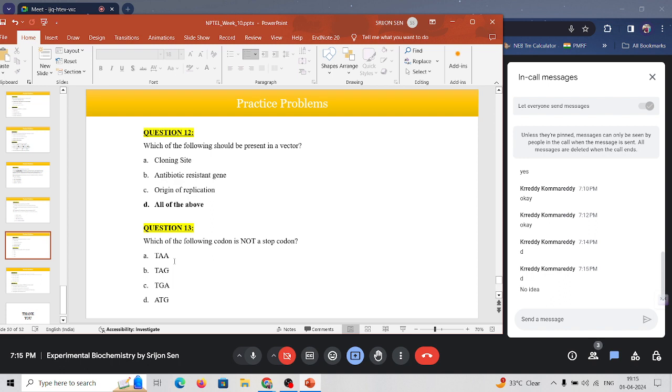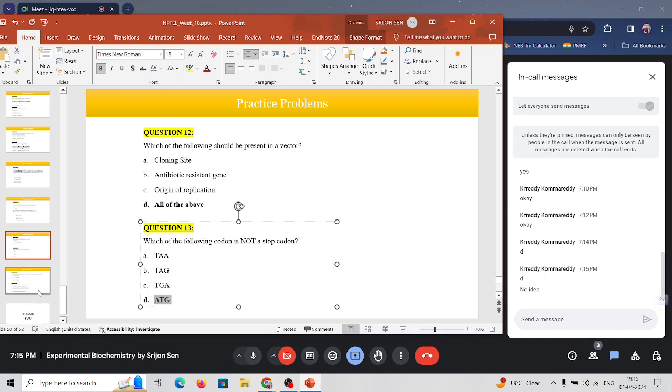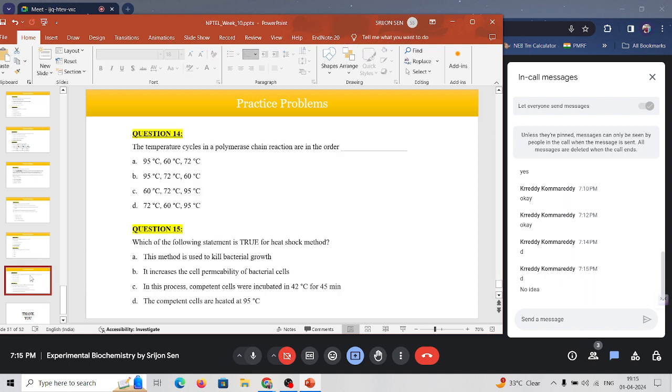The other codons are UAA, which is known as the ochre, TAG, which is the amber, and TGA, which is opal. So all the other three are stop codons. Only ATG is not a stop codon. It's a start codon, coding for methionine.